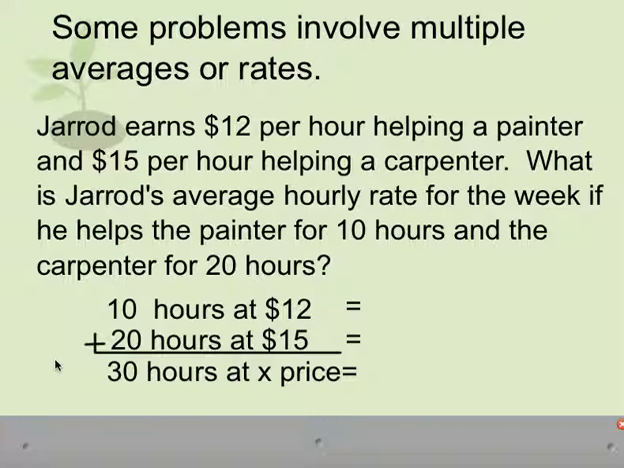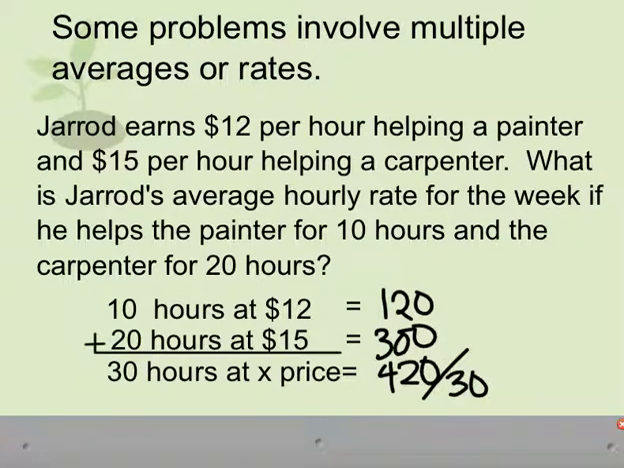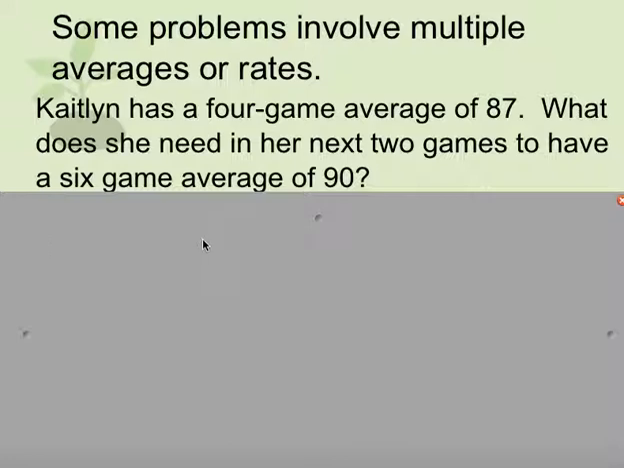So we would say that he gets $120 here and he gets $300 here. So he has a total $420 at 30 hours. So we would say 420 divided by 30, and we get $14 an hour would be his average. Okay, so we can't just say the average between the two is that $13.50. We have to make sure to look at the totals for each and get the total time and total amount. Okay, and one more and then we'll be done.